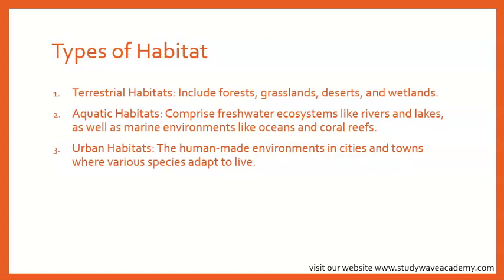Another type of habitat we have is urban habitats, the human-made environments in cities and towns where various species adapt to live. This is in the city where animals like pigeons adapt to live around people. These are the different places in nature where you can find various plants and animals living and surviving. Terrestrial habitats, aquatic habitats, urban habitats. Okay? Do we understand?